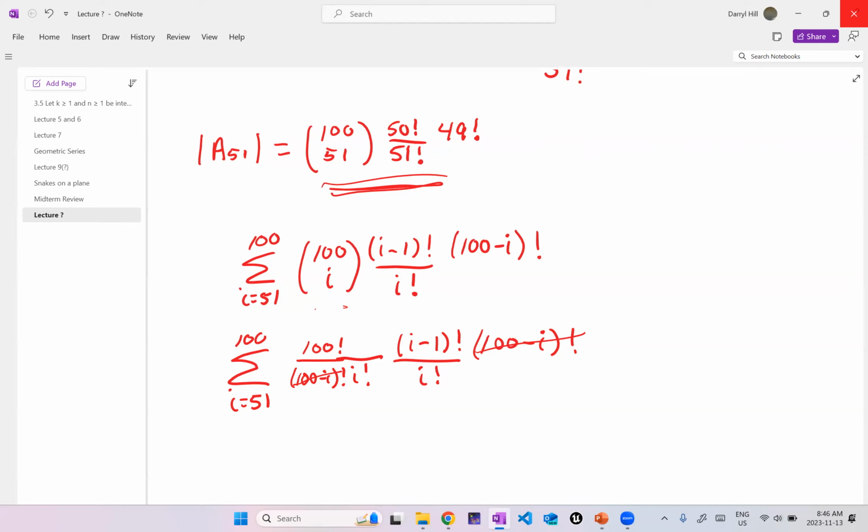Did I mess up somewhere? No, I think I'm okay. I may have messed up somewhere. I might have to go back, but let's continue. And so let me see here. The sum for I equals 51 to 100 of 100 factorial, I have I minus 1 over I factorial.